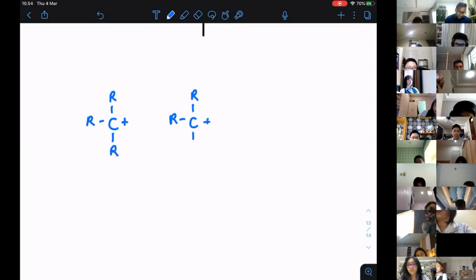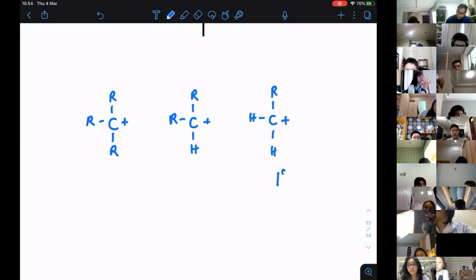We have learned about carbocations. If you have 3 R groups, and if I have 2 R groups, carbocation, and if I have only 1 R group, carbocation. Can you remember which one? I know 1 R group is a primary carbocation, then secondary carbocation, and tertiary carbocation. We have already learned about this.